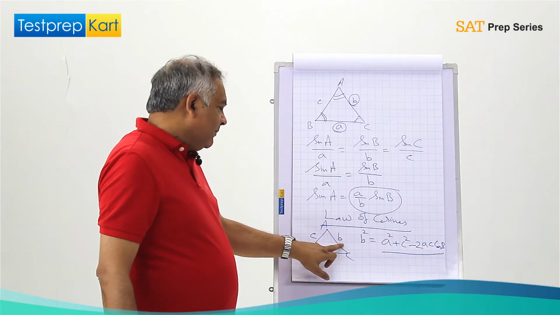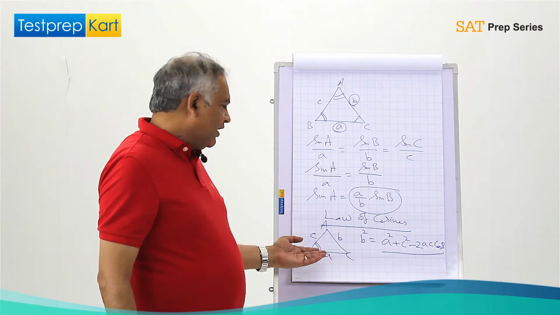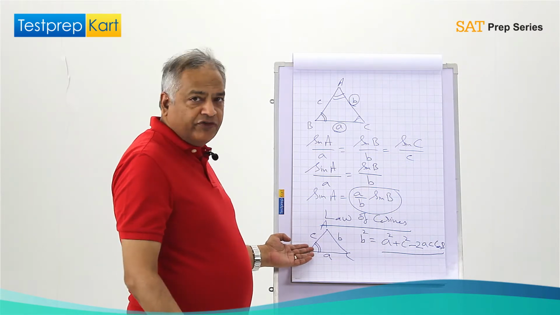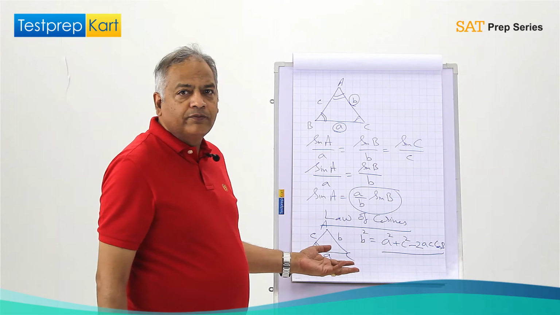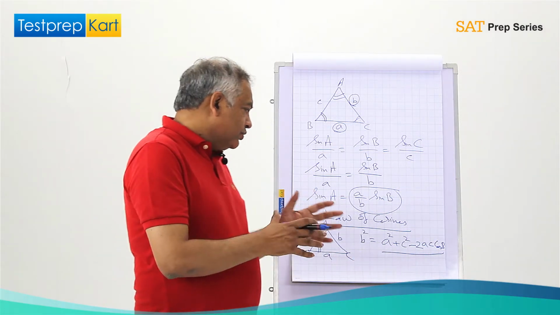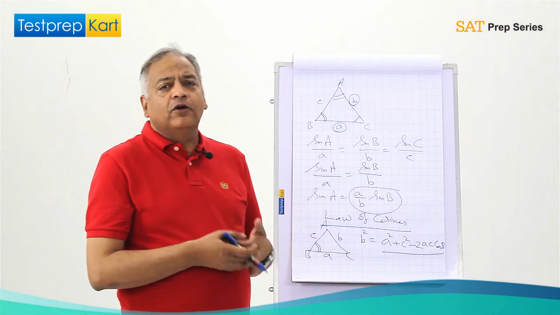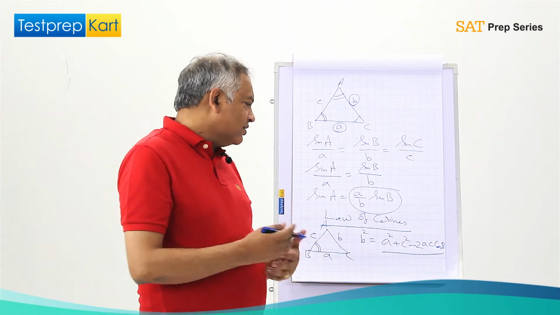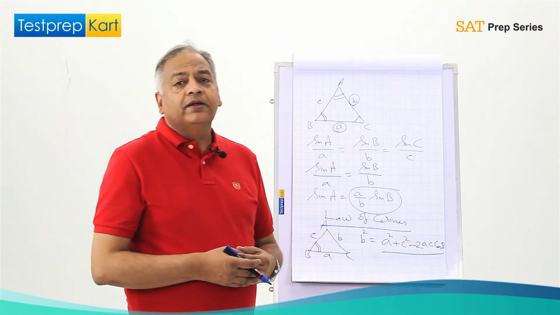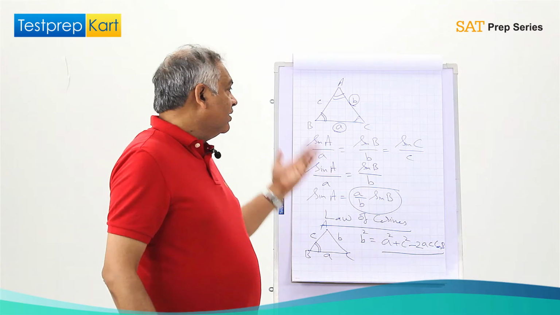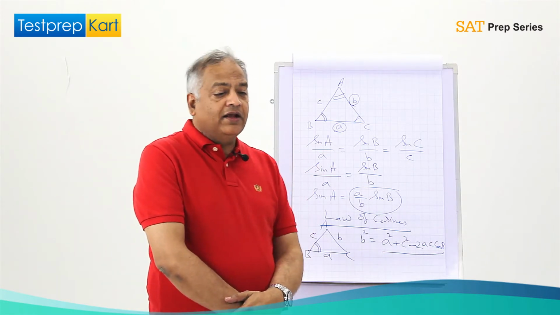So you can solve this kind of triangle with the help of the law of cosines. Once you know b, you can even use the law of sines after that in order to find other values. So these two rules together, the law of sines and the law of cosines, can solve a large number of trigonometry problems related to a triangle which is not a right angle triangle.